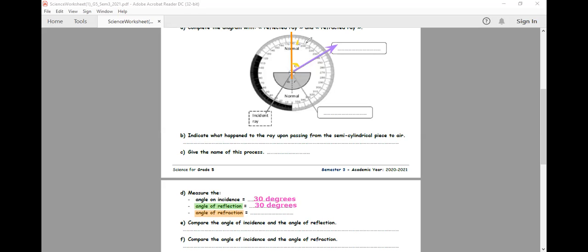10, 20, 30, 40, 50. ما وصل على 60. هون 60. Oh, 55. It's 55. Bravo. Excellent. It's 55 degrees.